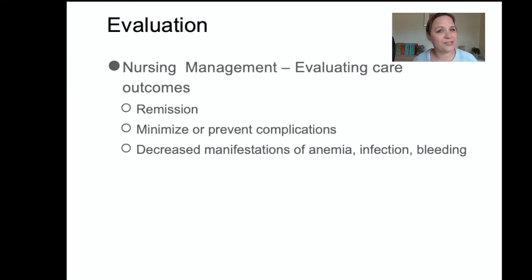And how do we know we did a good job, or how can we evaluate the outcomes for our leukemia patients? Well, what we hope for is remission. And remission means that the cancer cells are gone, that we're seeing healthy blood cells that are fully formed, and that they have a normal white blood cell count and normal red blood cell counts and platelets. And remission, they're considered really in remission once they've been in remission for 5 years. But we want to see those signs and symptoms of cancer gone. We want to minimize or prevent complications, especially things like anemia, infection, and bleeding.